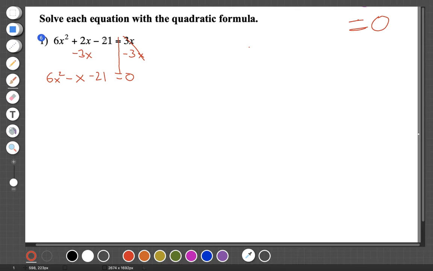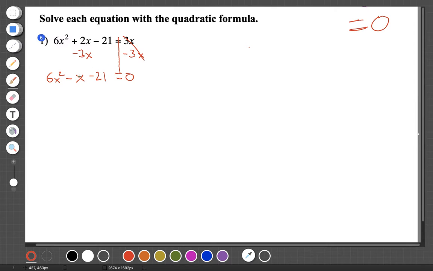You can't do negative 21 minus 3 because those are not like terms. Same thing with the 6x squared and negative 3x. They are not like terms. That is the most common mistake with these problems, adding or subtracting it to the wrong term. So be careful with that.